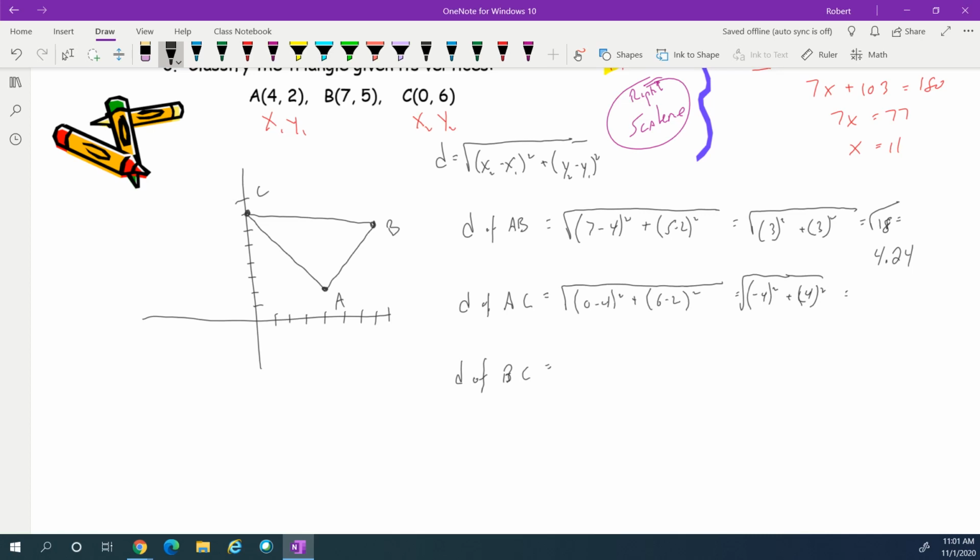And for AC, what do we get here? We get the square root of 32. And the square root of 32, if we grab a calculator, comes out to 5.7. So far, those are different. And we need to do our last one, BC.